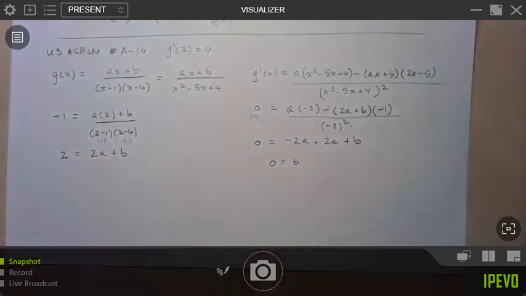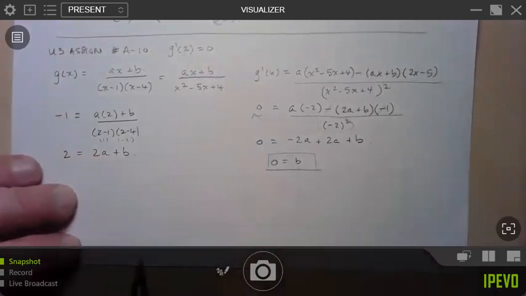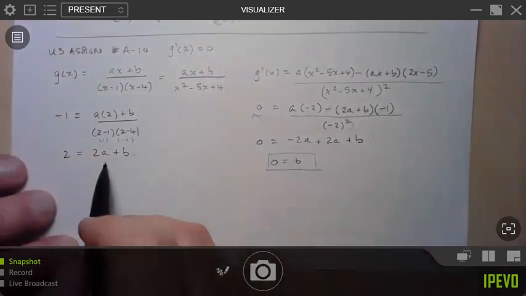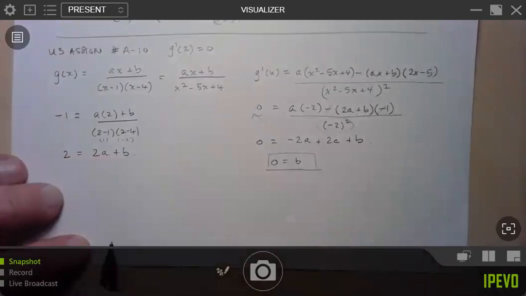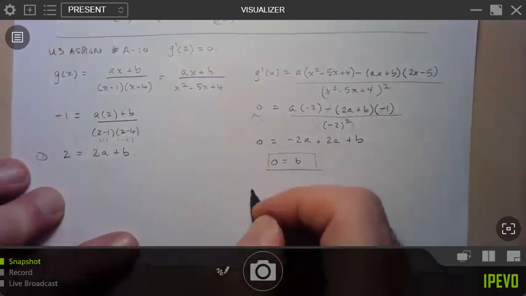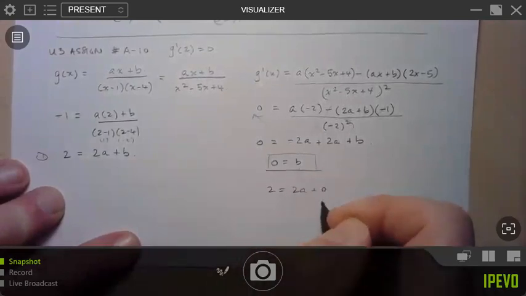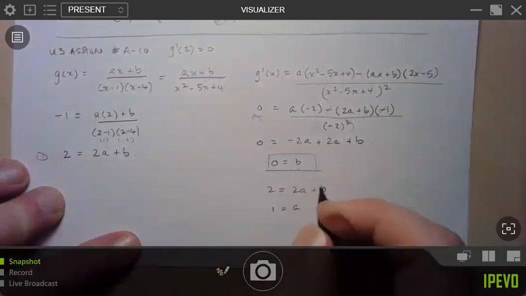So that actually turned out to be quite nice. All right. But now that I have the b value, I can just stick that into here to determine the a value. I'll call this equation 1. Equation 1, we have 2 is equal to 2a plus 0. So a is just equal to 1.